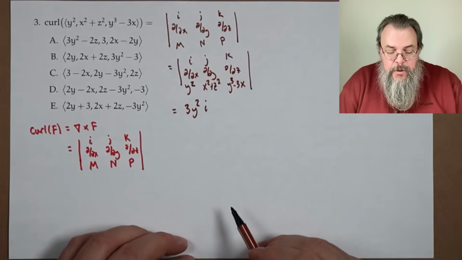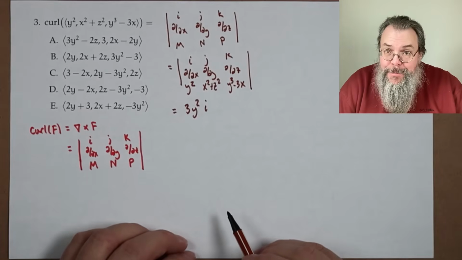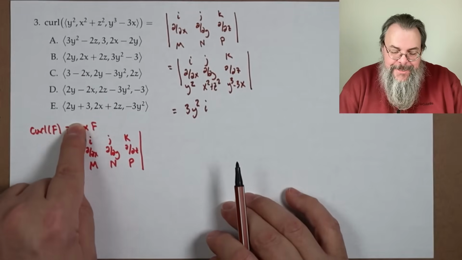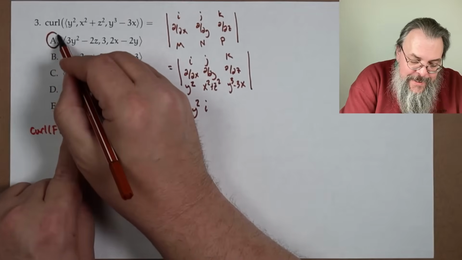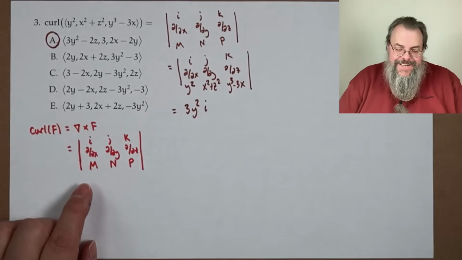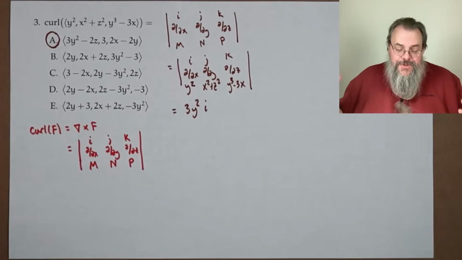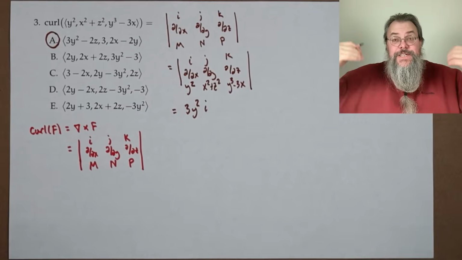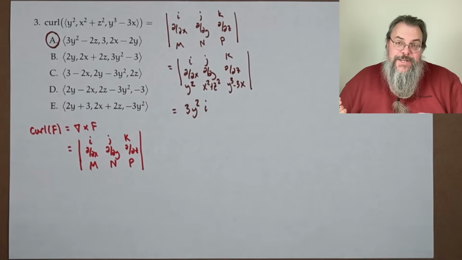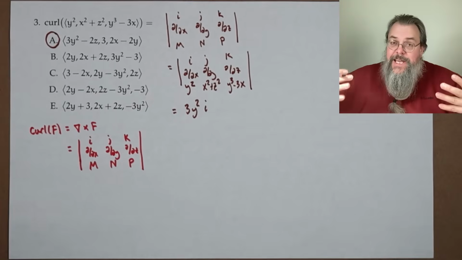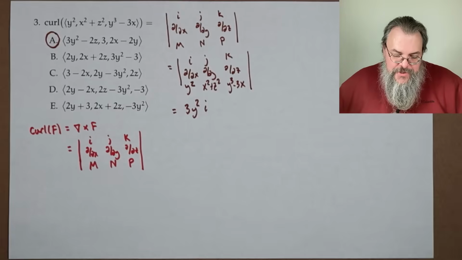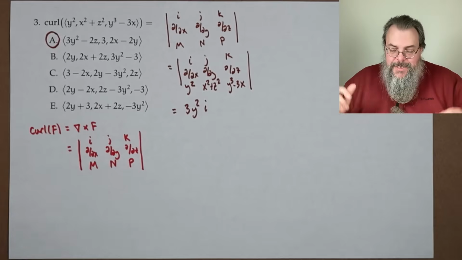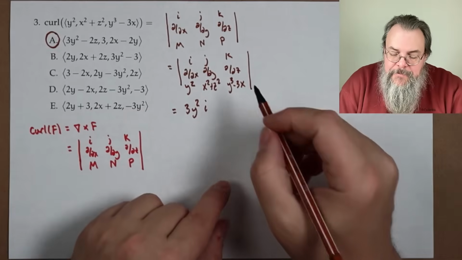All right, now, by the way, we can stop. Which one of these has a 3y squared in the i direction? Just A. But we're going to go ahead and finish it. See, that's one of the nice things about multiple choice is you don't have to answer it. You just have to know enough to know which one's correct. And so this was, hey, 3y squared better be in the first entry. A is the only one that has a 3y squared in the first entry. We're good to go. But let's go ahead and keep going.